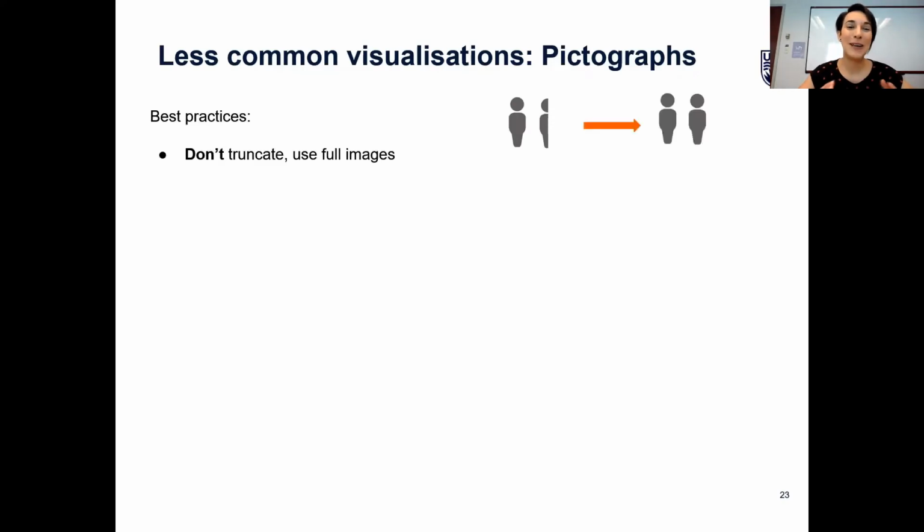I really want to encourage people to not truncate a person, or truncate whatever it might be, a car, a building, a tree, whatever the item is you're trying to represent. Always use a full image. There's no such thing as half a person. Again, thinking about something like a median instead of an average is a better representation of the data that you have.